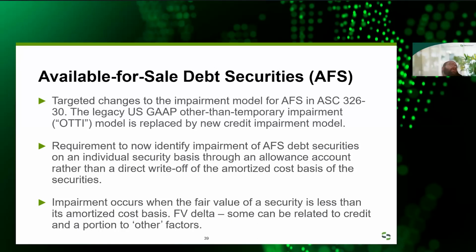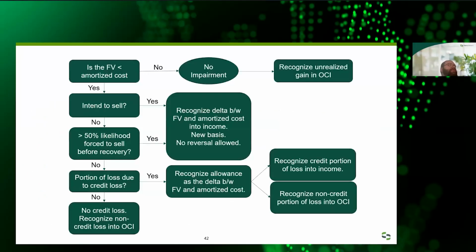And I've got a flow chart that I think will really help hit home how to do this and think about it. And the impairment is ultimately just going to be limited to the fair value of what that asset is. I'm going to go over the flow chart here. So the first thing you would think about when you're talking about available for sale debt securities is, well, is the fair value less than the amortized cost? If that's not the case, then there's no impairment, right? You probably have a gain. So you'd recognize your unrealized gain through OCI.